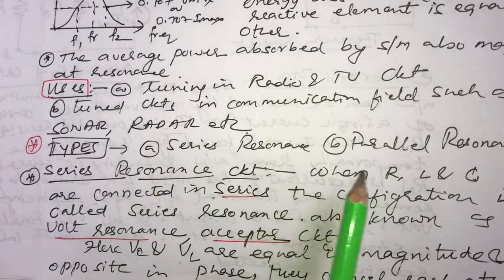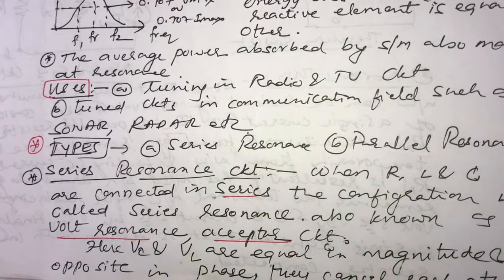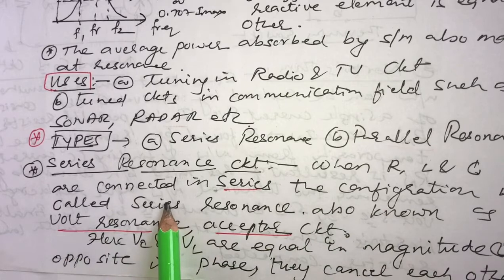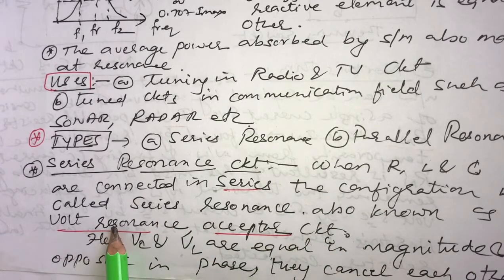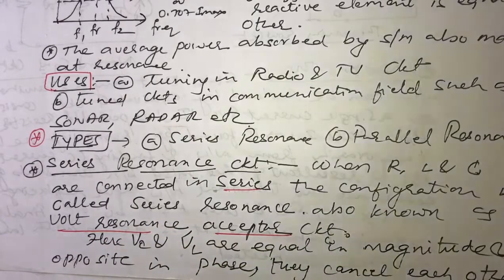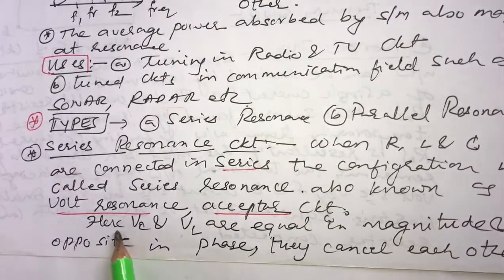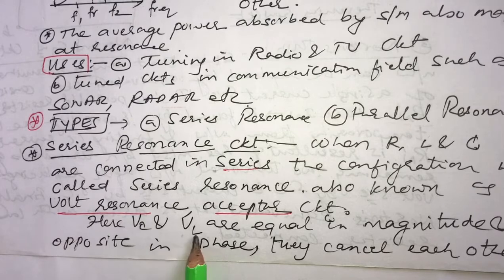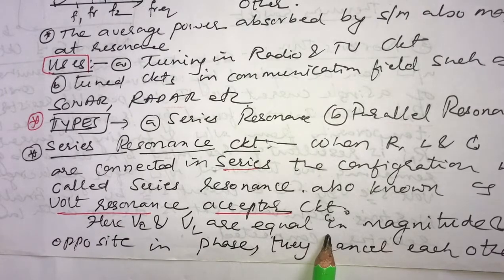What is series resonance? When R, L, C are connected in series, the configuration is called series resonance, and it is also called voltage resonance or acceptor circuit. Here both VC and VL, that is the voltage at the capacitor and inductor, are equal in magnitude and opposite in phase, and hence they cancel each other.